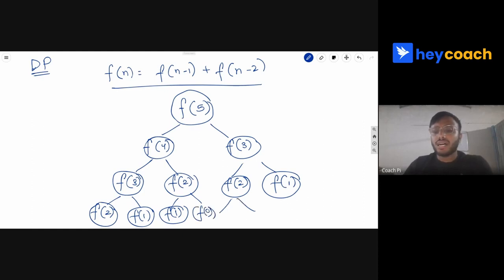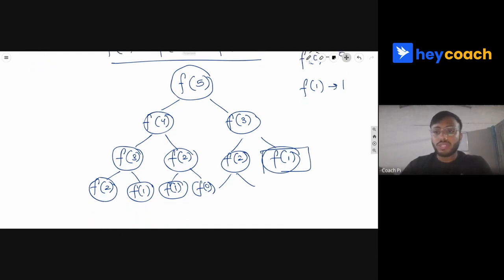If I ask you about Fibonacci of 0, you will tell me 0. If I ask you Fibonacci of 1, you will tell me 1. So this will be the base condition ultimately. Similarly, if I go a little further down, Fibonacci of 2 again makes two recursion calls, and these will be the base conditions. Now guys, please observe.